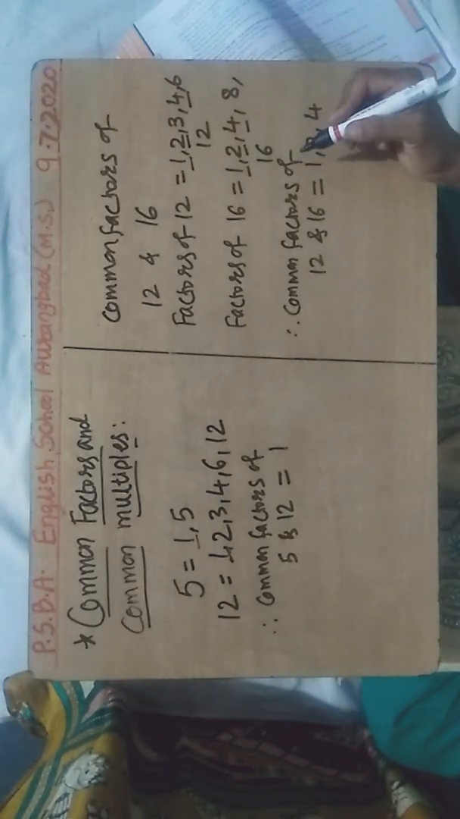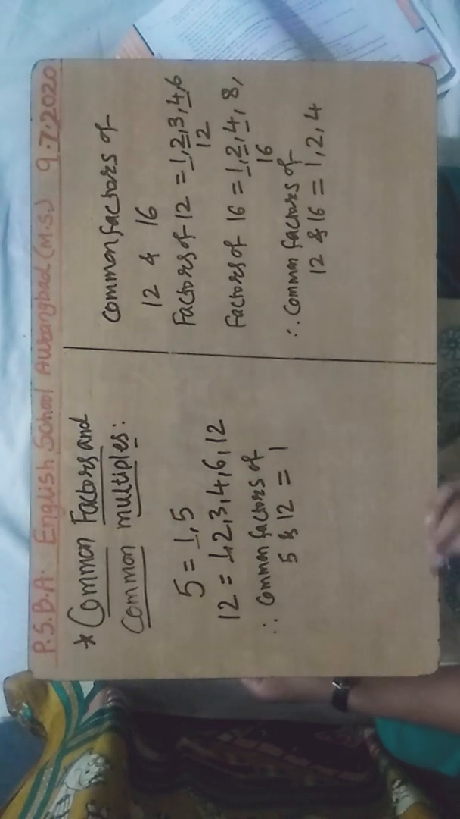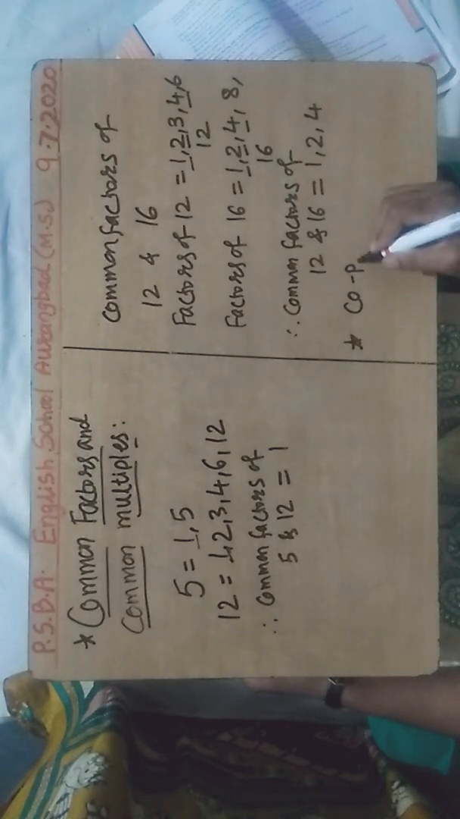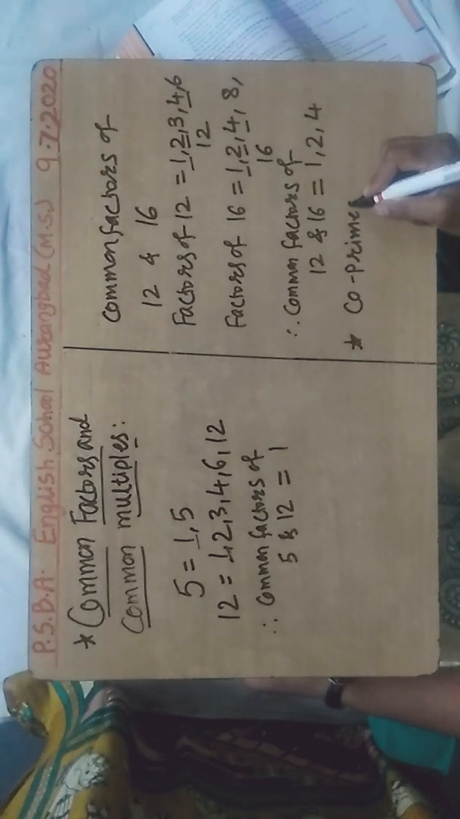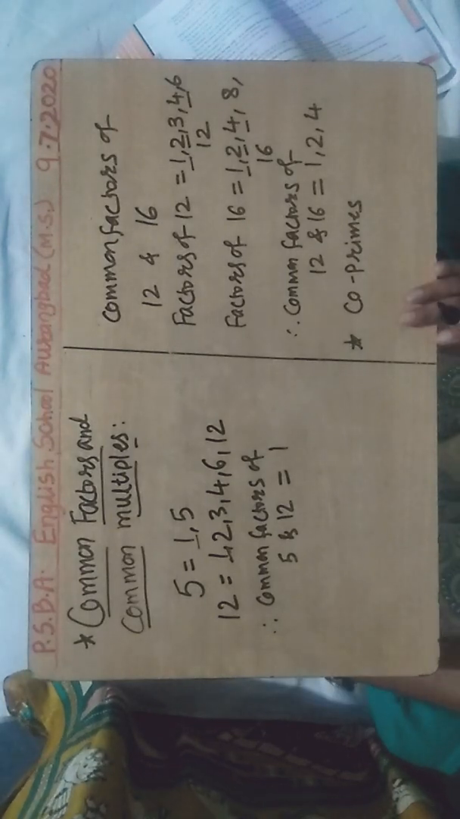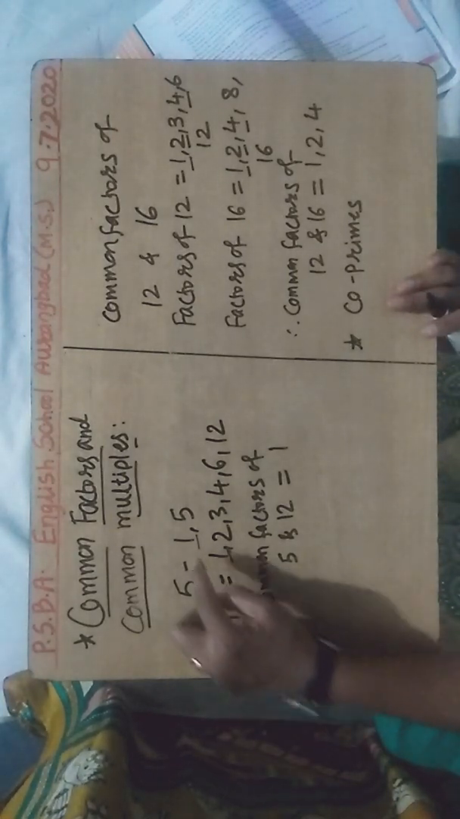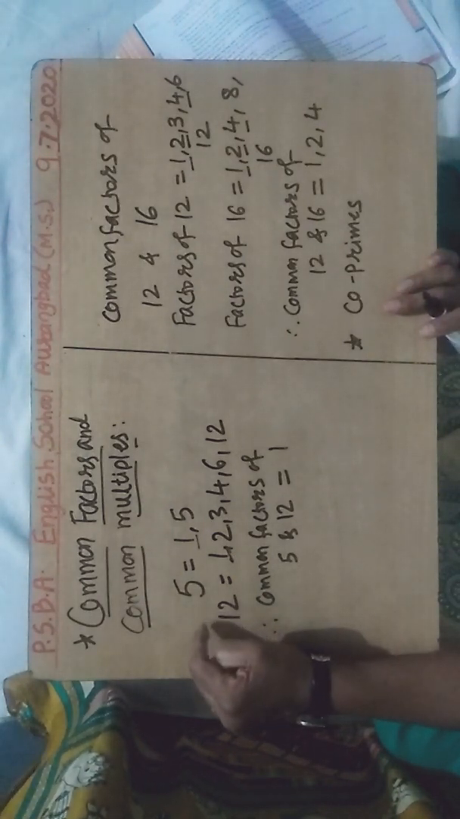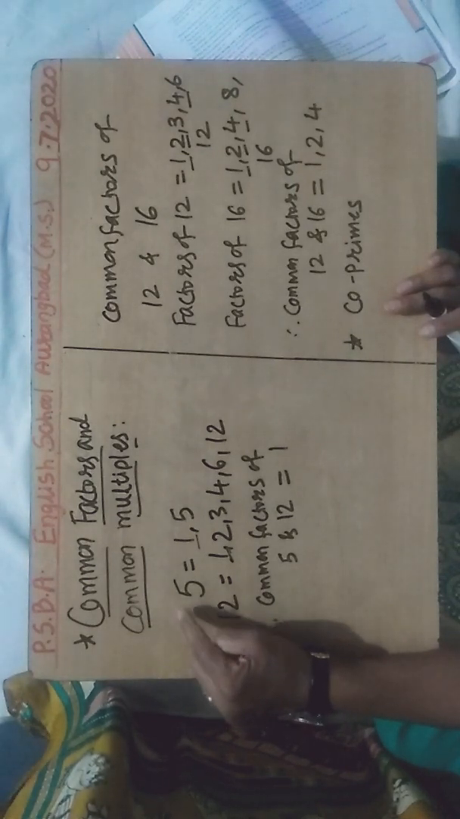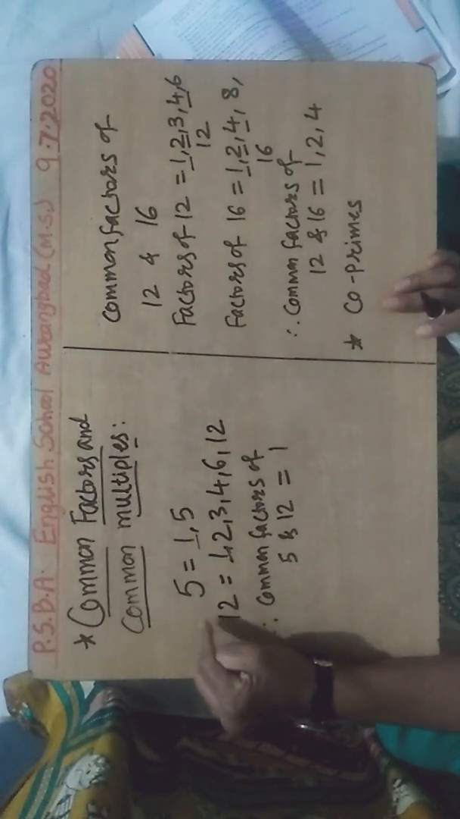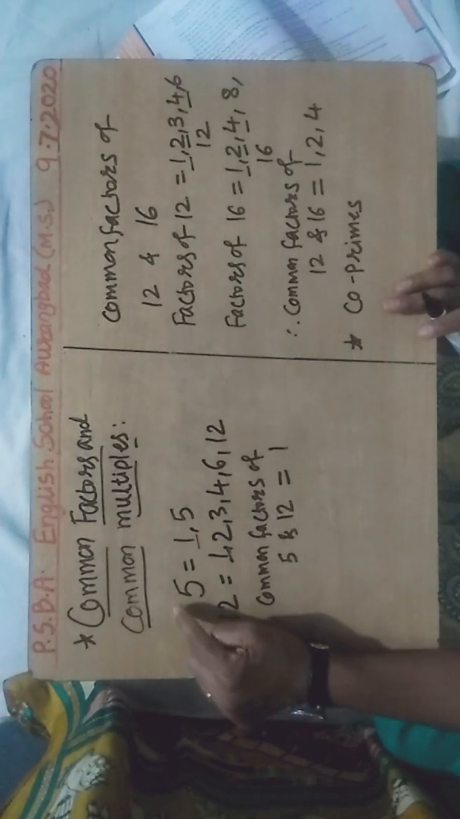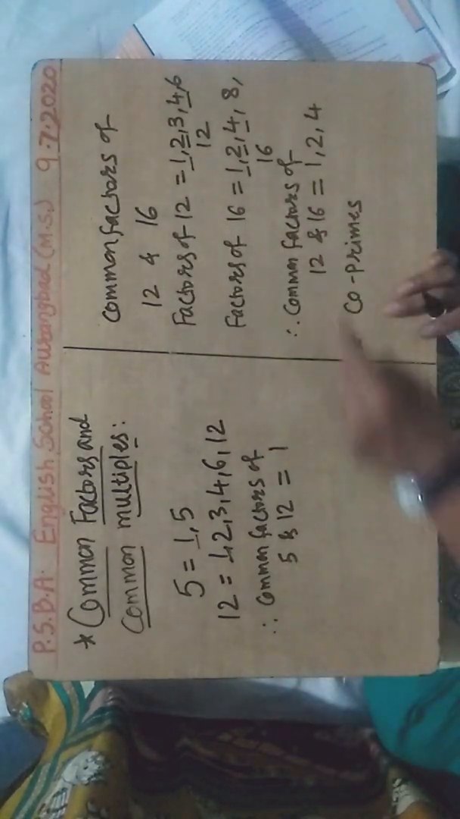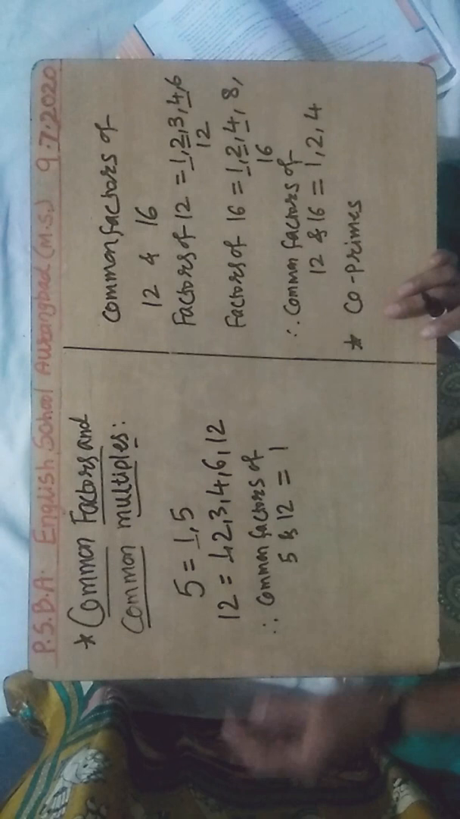Now one more term I want to tell you here. The new term is known as co-primes. What are the co-prime numbers or co-primes? The numbers which have only one as a common factor, that pair is known as a pair of co-prime numbers, right? So here we can say that 5 and 12 is a pair of co-prime numbers, but we can't say that 12 and 16 are co-primes because they have more than one common factor, right?